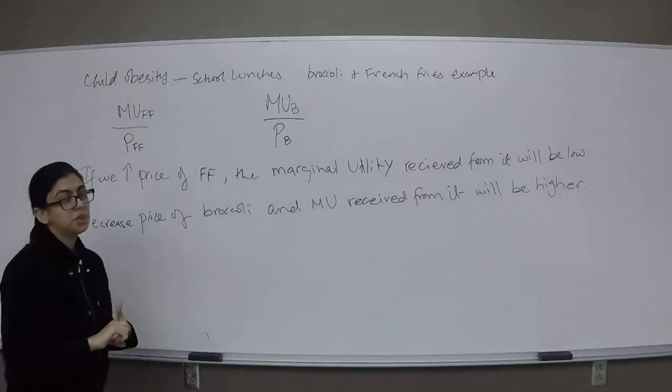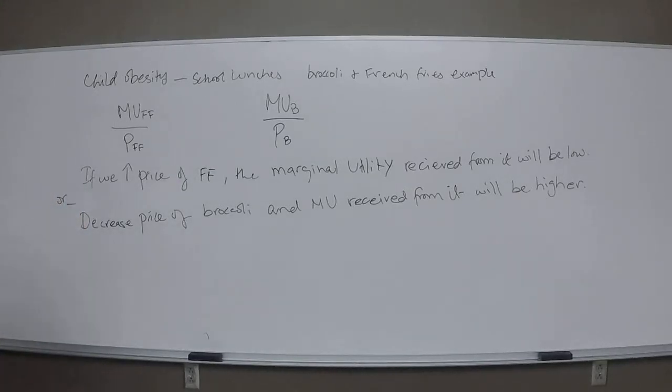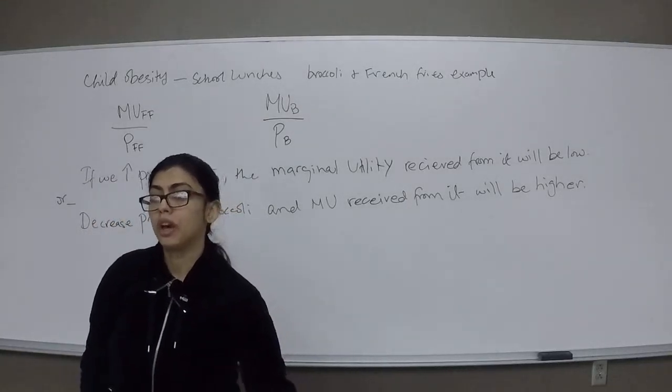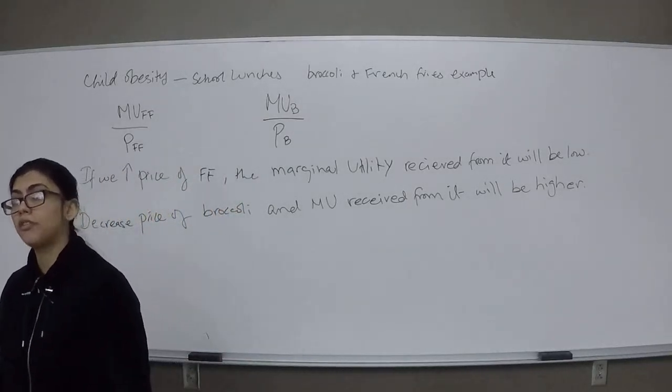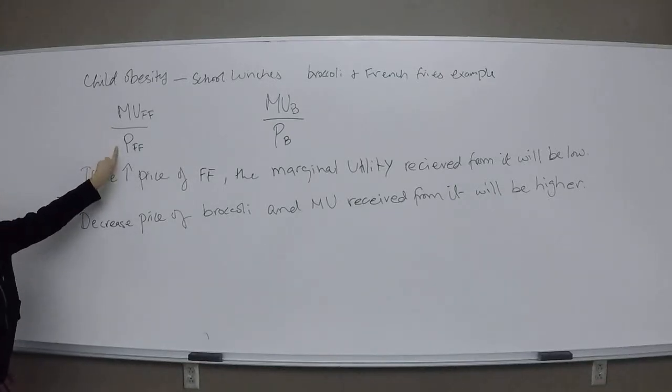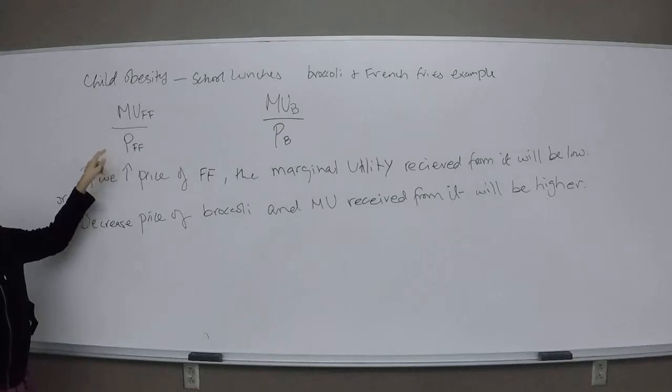So last class we were talking about marginal utility, and utility is just a measure of satisfaction, how much satisfaction you get from doing an activity. We said marginal utility per dollar measures how much satisfaction you get from every dollar you spend. The way to calculate marginal utility per dollar is marginal utility divided by the price of the product or activity.